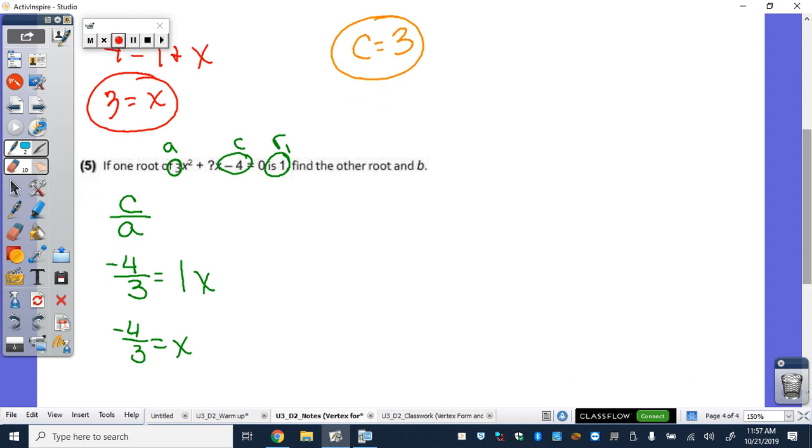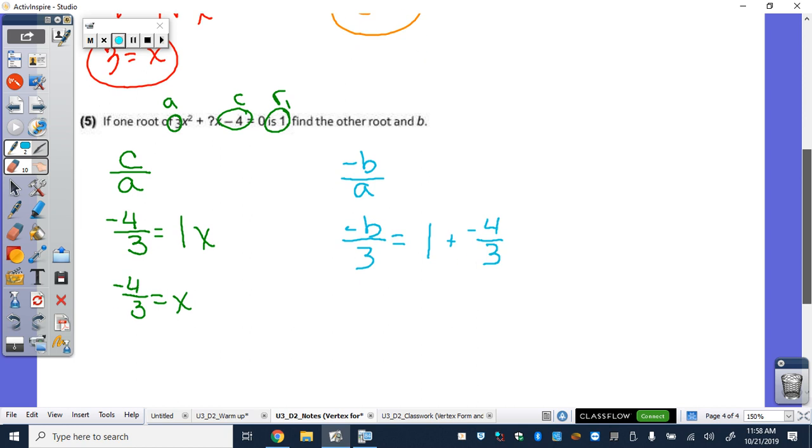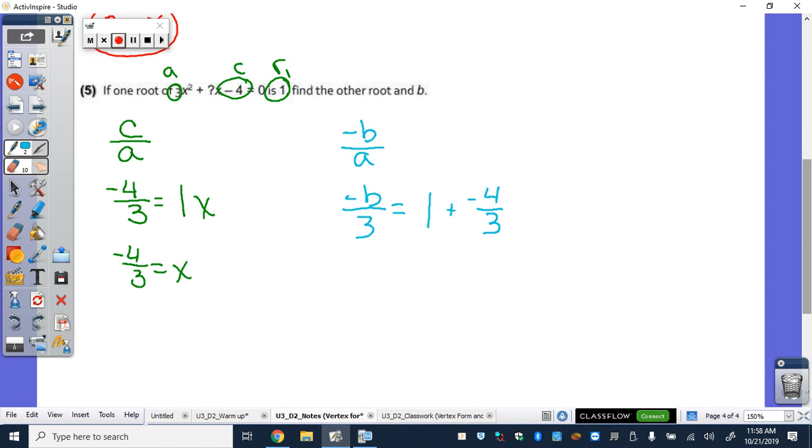So now we've got to find the value of b. So again, to get the sum, that's what we use b for, so negative b over a. We know a value is a 3. So this has to equal root 1, which was a 1, plus our second root, which we just found to be negative 4/3. Got to add them together. It's going to equal the sum. So what's 1 plus negative 4/3? Negative 1/3.